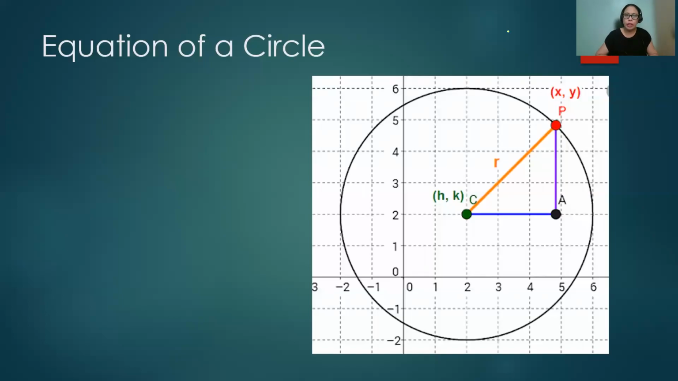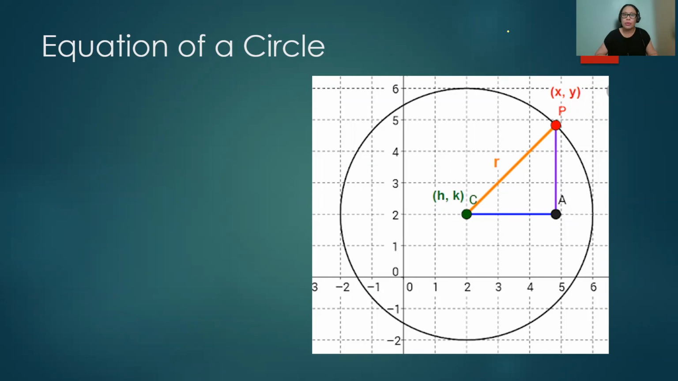Hi everyone, today I'm going to discuss the equation of a circle, and we will be working on the equation of a circle using the different forms of the equation of a circle. So on the right side, you see circle C with center at (h, k), and you also see a right triangle with vertices point P at (x, y), point A, and point C at (h, k).